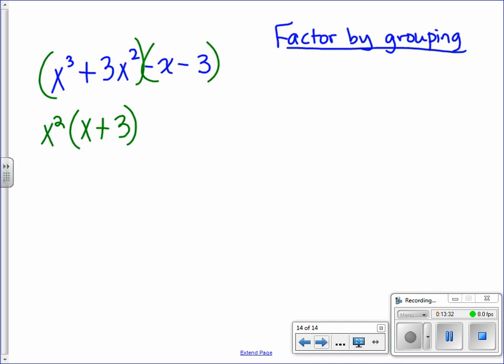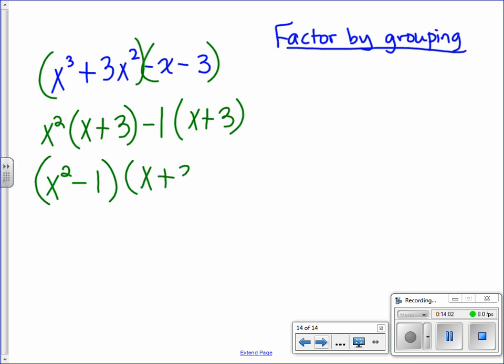What can I take out of the second group? -1. And I'm left with x plus 3. Okay, see how this is exactly the same as the other stuff up to this point? That's awesome. Now, here's what you need to know. Just like the other one, these two have to match. So if they don't match, you've done something wrong. You gotta do it again, okay? But that leaves us with x squared minus 1, x plus 3.